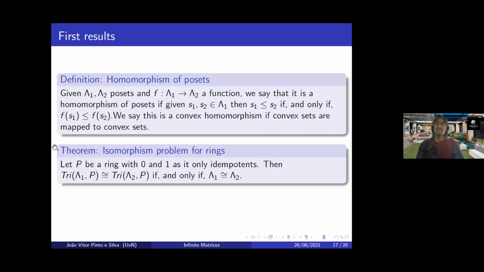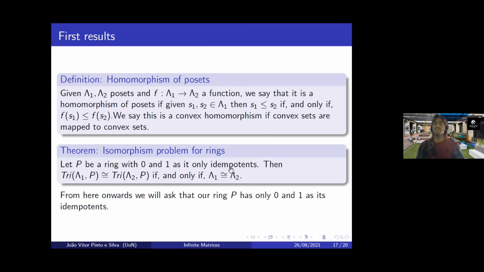And the first result that we had, this was one of the central results to finally be able to start proving things about the duality, is if we start with a ring that has only 0 and 1 as idempotents. So just to remember, idempotents are elements such that a squared is equal to a. Then two of these matrix rings will be isomorphic if and only if the posets are isomorphic themselves, under the homomorphism idea.